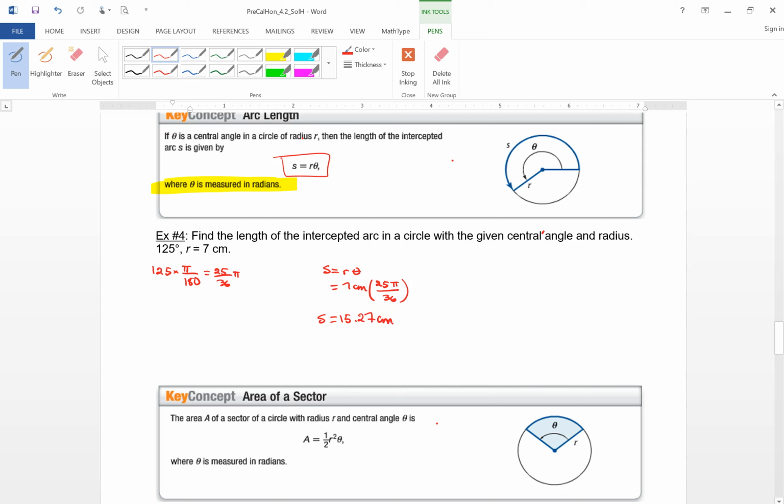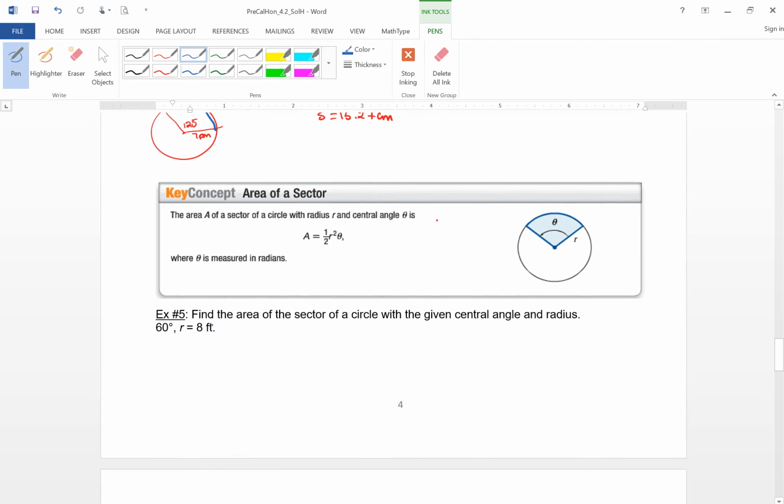So it'll specify on the test. It's what you're given. The angle that you're given in the problem, it's the central angle. Right? It's a central angle. And this is R, 7 centimeters. And what you're looking for is the intercepted arc. Okay?